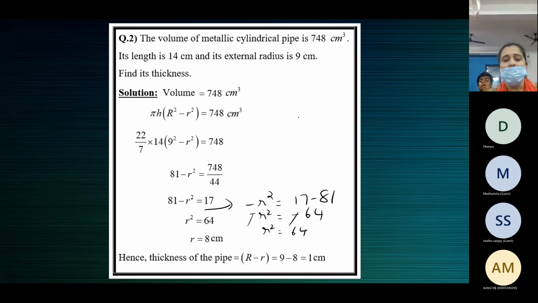So what is the value of small r? 8. So now see here. This is the outer circle. This is the inner circle. From the center to the inner circle, the radius is 8. And from the center to the outer circle is 9. That means the difference is 1. The thickness is 1. So capital R minus small r, 9 minus 8, 1 is the thickness of the material, whatever metal it is.